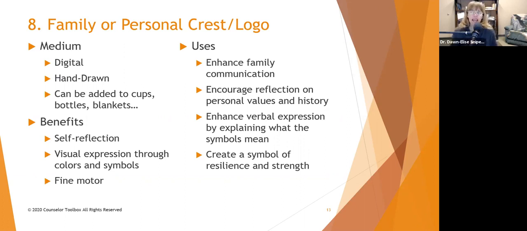You can use it to enhance family communication if you're working obviously with a family. You can use it to encourage reflection on personal values and history. Not only what's important to me now, but where did I come from? What things helped me become who I am today? It can enhance verbal expression because people have to explain to the group or to you what their family or personal crest or logo means. And it also can be used as a representation that they can continue to look at as a symbol of resilience and strength.